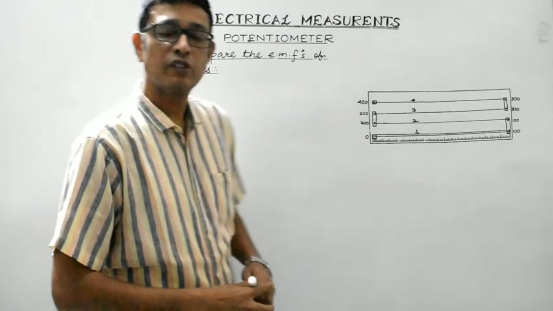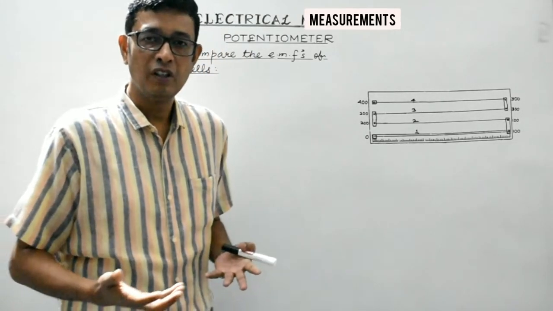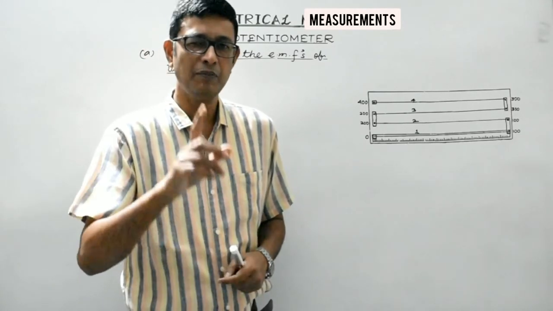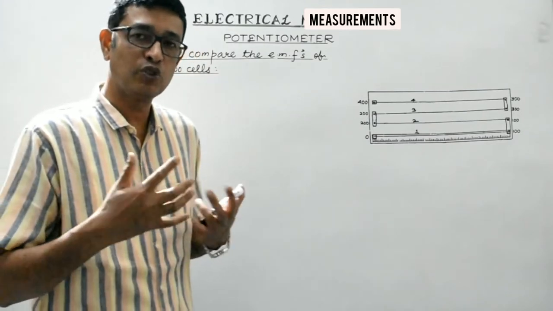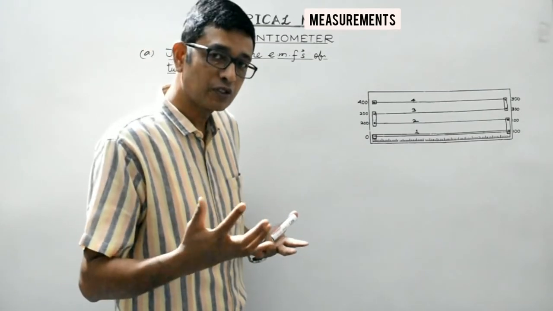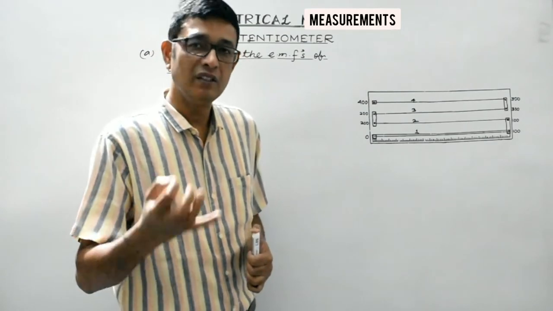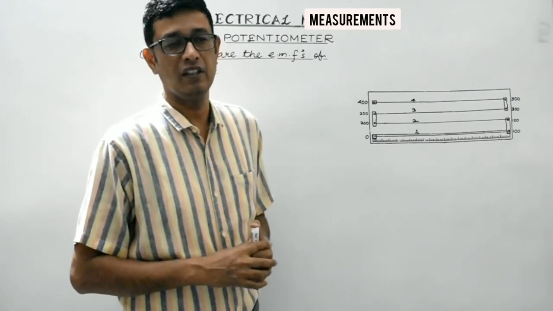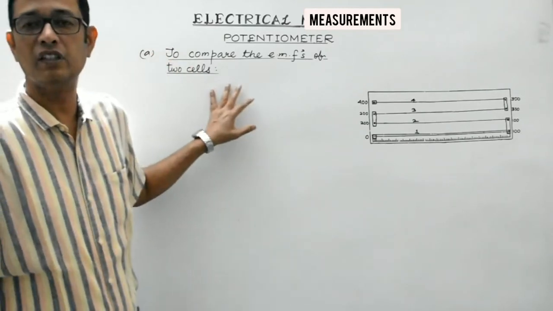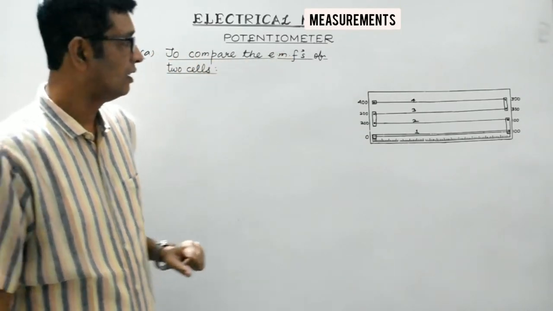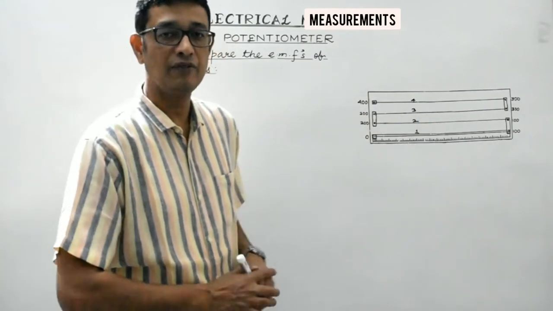Okay, now students, we are in a position to understand the usage of potentiometer. As I briefed you, potentiometer may be used to compare the EMFs of the two given cells, or it can be used to determine the internal resistance of a given cell. So let's deal with this particular topic. Comparison of the EMFs of the two cells, right? So let's discuss the circuit diagram for this.